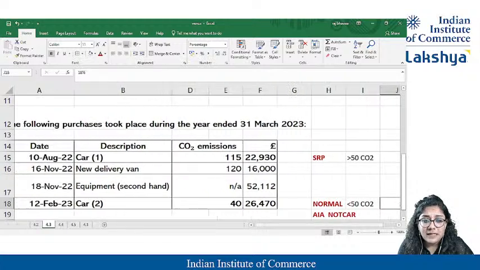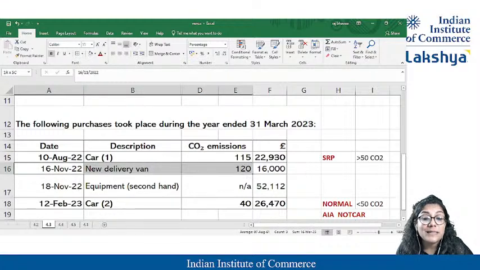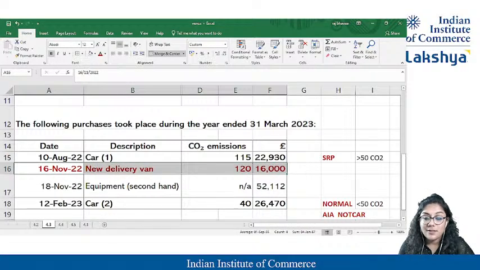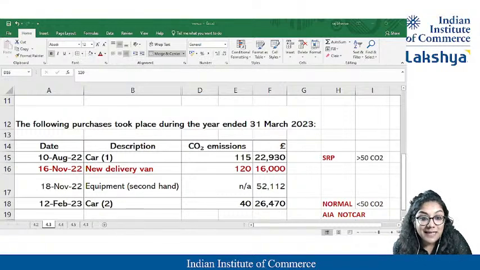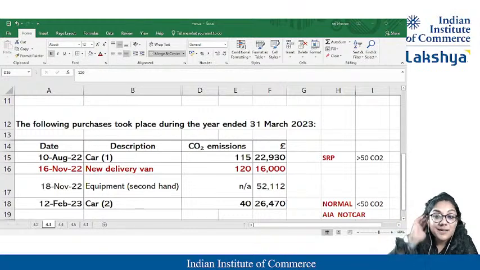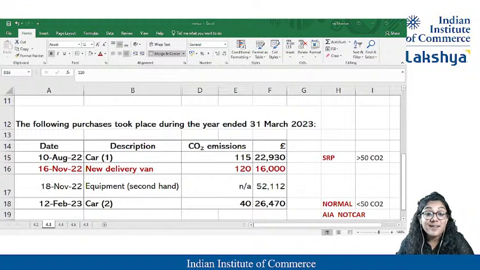Ma'am, have I taken any new asset? Yes. Guys, you all have purchased two things. You have purchased a new delivery van. It's a new asset. Smoke emitting 120. Guys, this is a big thing, a big notch for y'all. They have given you a CO2 emission so that you get confused with the 50 grams. It's not a car. It's a van where many people sit together. Please don't get confused between vans and cars.